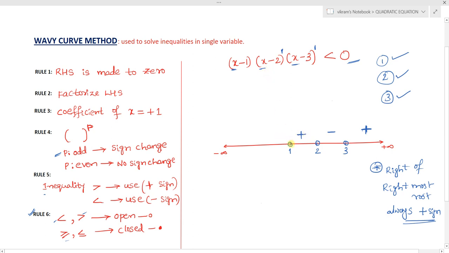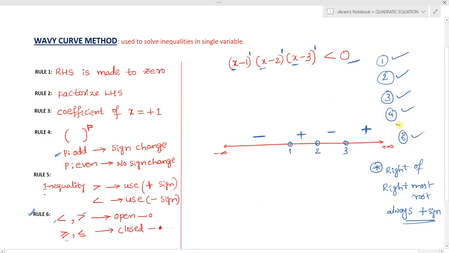Next we are reaching towards x is equals to 1. At this x is equals to 1, the factor x minus 1 is having again the power 1. Then simply change the sign in the intervals. So from the rightmost 3 to infinity plus, 2 to 3 minus, 1 to 2 it is plus, and minus infinity to 1 it is minus, okay, right. The rule 4 is also over, rule 6 is also we checked.